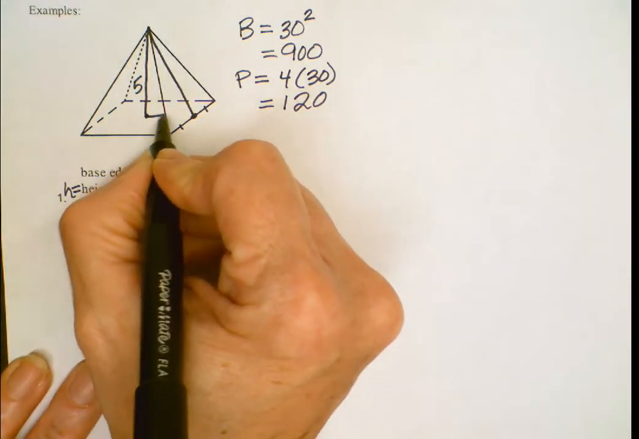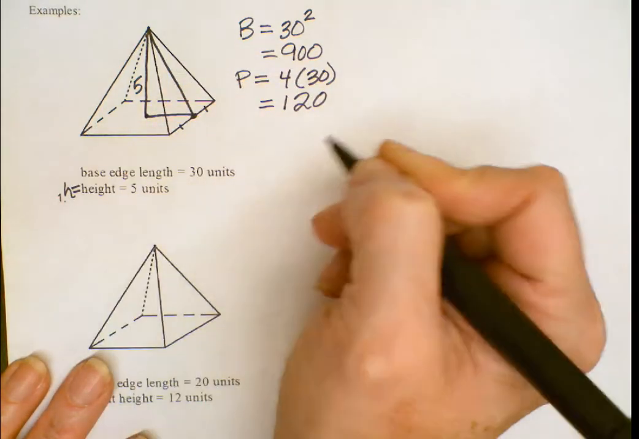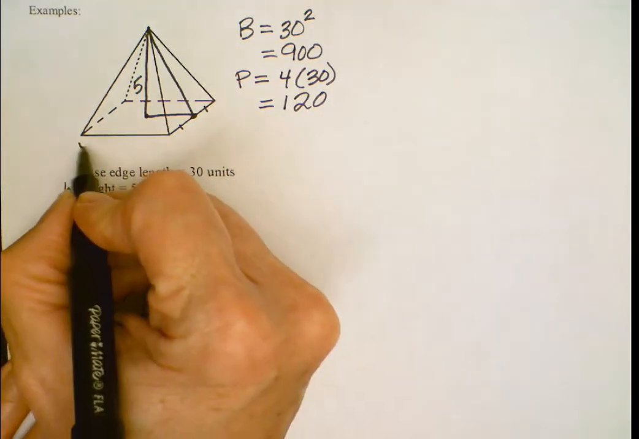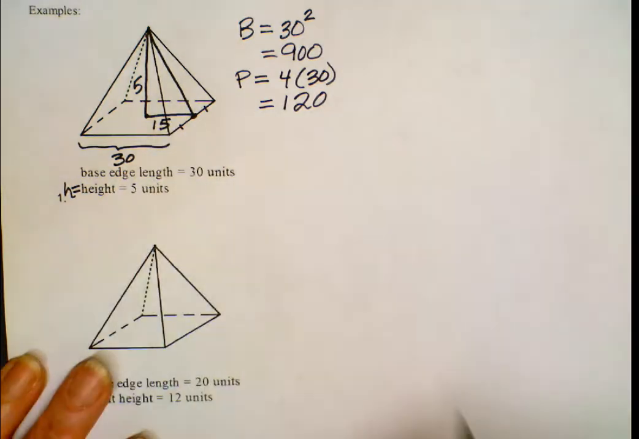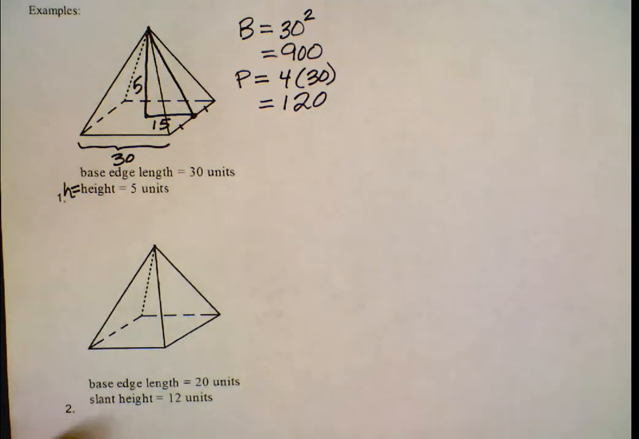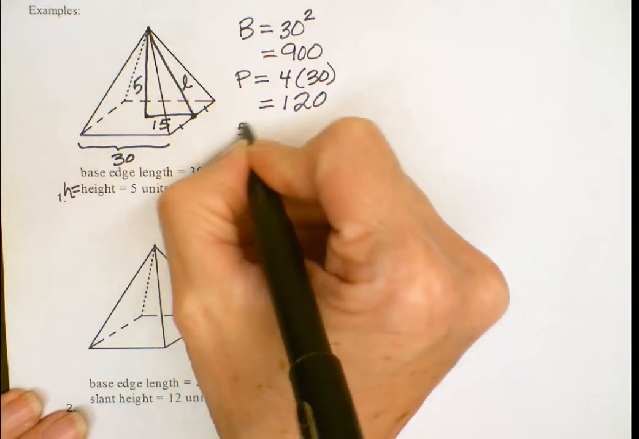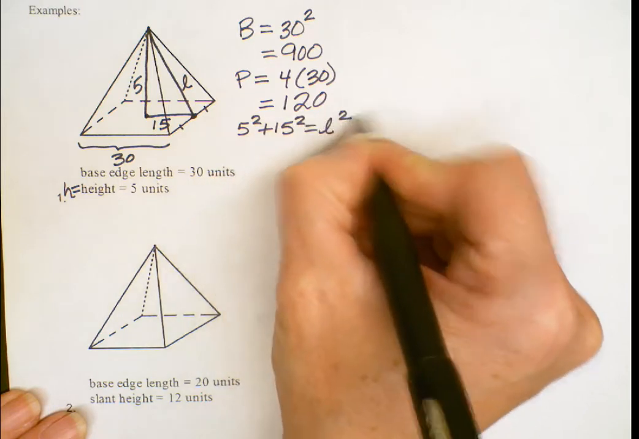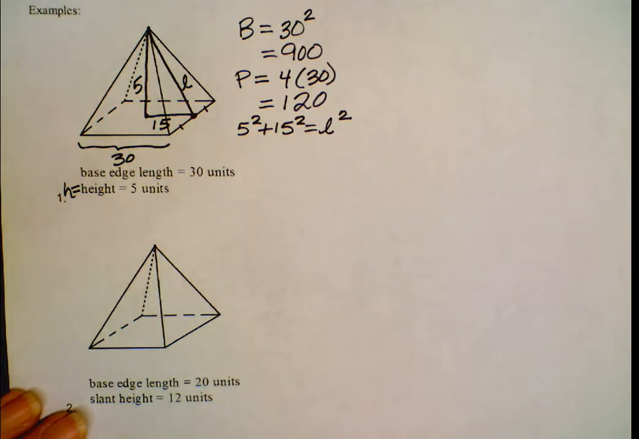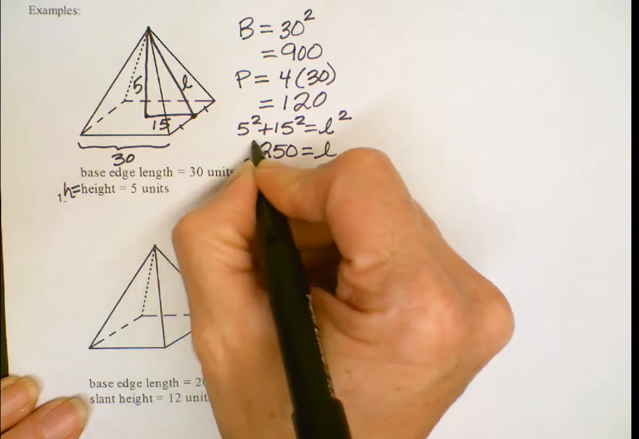For a square pyramid, the apothem, which goes from that center to the midpoint of the base edge, is half as long as the base edge. So since our base edge here is 30 units long, the apothem will have a length of 15 units. Alright, so let's set up our Pythagorean theorem and use that to find L, the slant height. So 5 squared plus 15 squared equals L squared. 5 squared plus 15 squared, 250. So L will be the square root of 250.